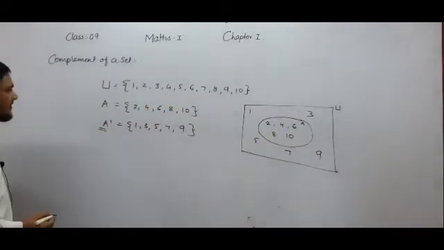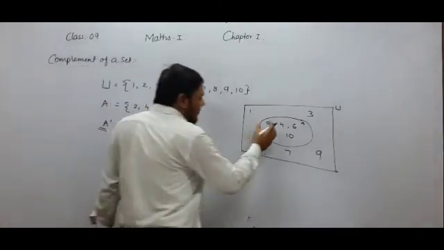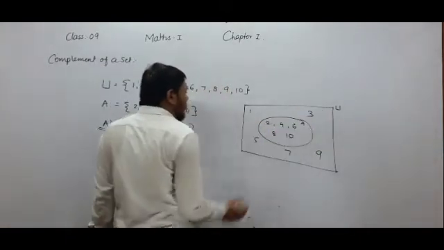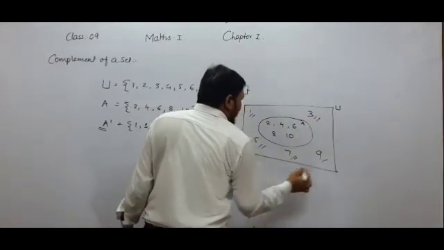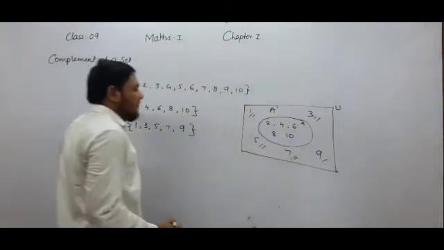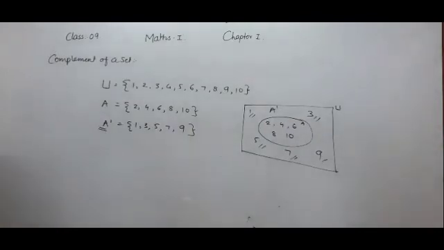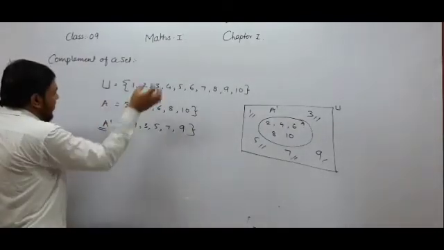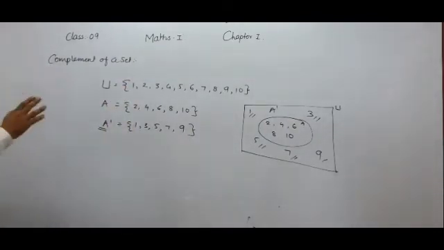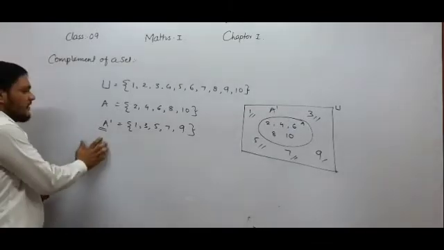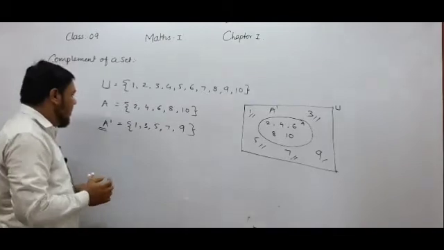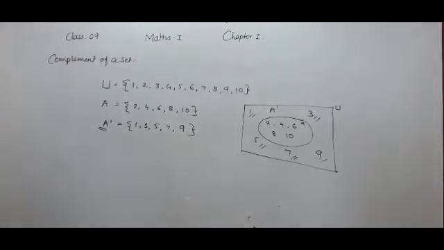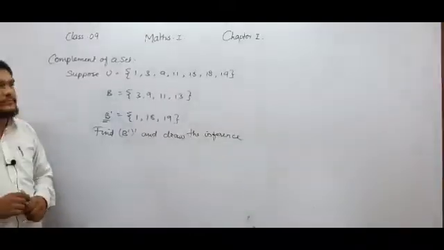So if we remove the elements 2, 4, 6, 8, 10 from U, then the remaining elements are 1, 3, 5, 7 and 9. This is nothing but the complement of A because we have taken out the elements of set A from the universal set and the remaining elements are the complement of A. The set of remaining elements is the complement of set A. So student, in this way we can draw the complement of a set.